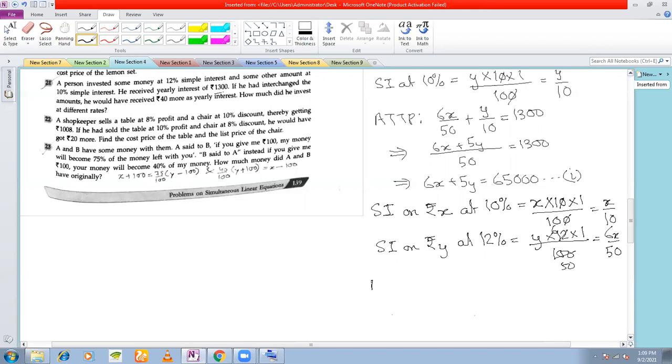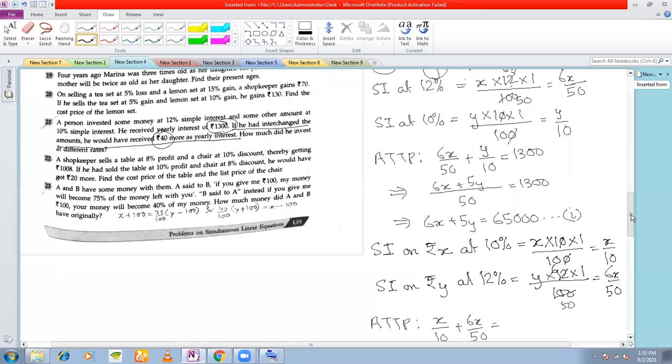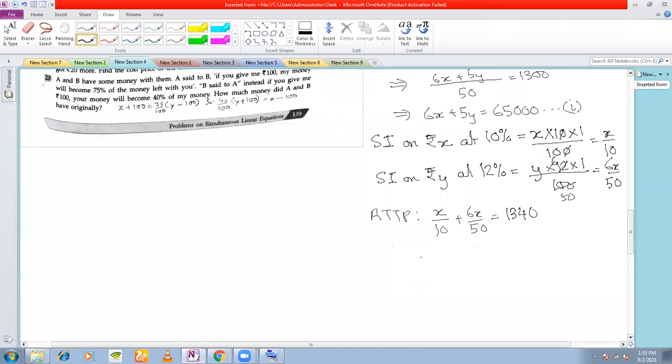Okay, so according to the problem, how much interest is he receiving here? Total interest is X by 10 plus 6y by 50. But what is it equal to? Can anyone tell me? The question says if we interchange the amounts, he would have got 40 more as yearly interest. What was his previous interest? 1300, right? Now he is receiving 40 more. So what is the interest now? 1,340. That is his interest. So this will give our second equation.